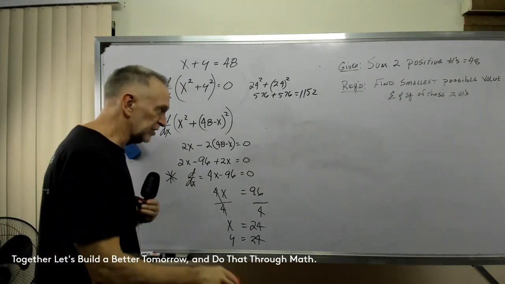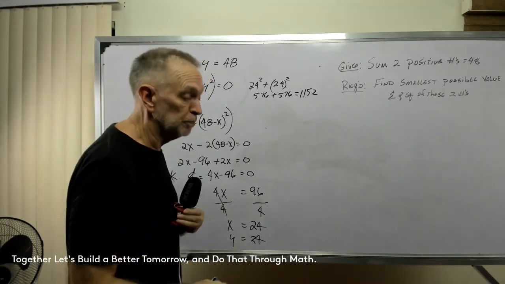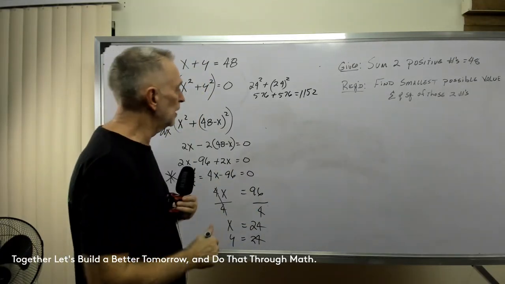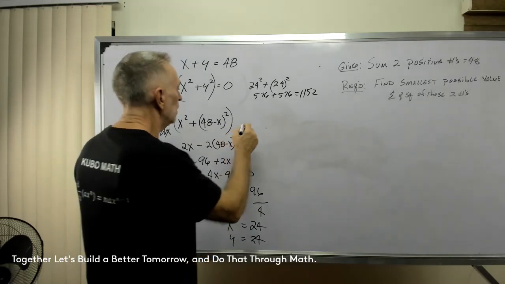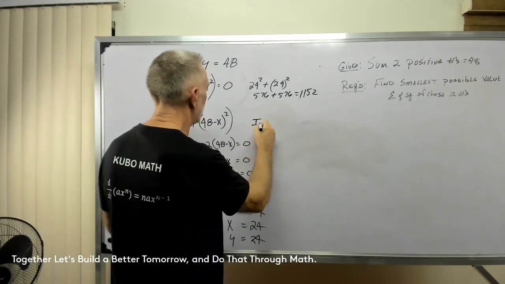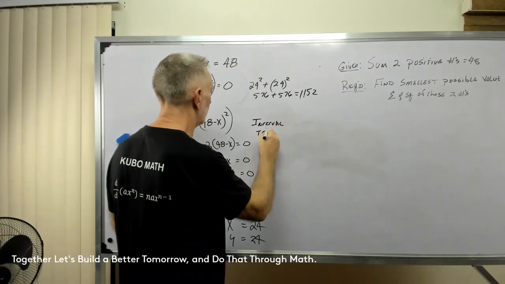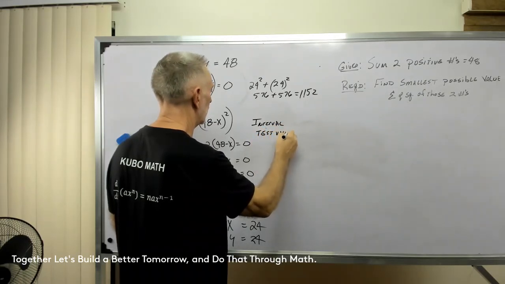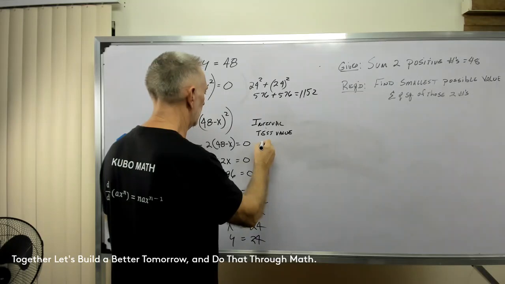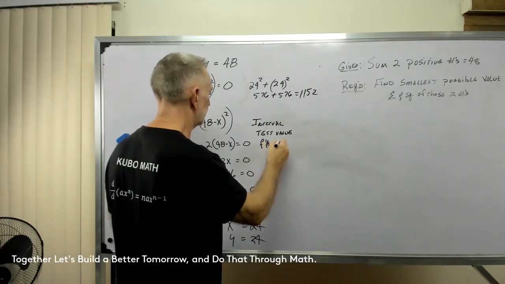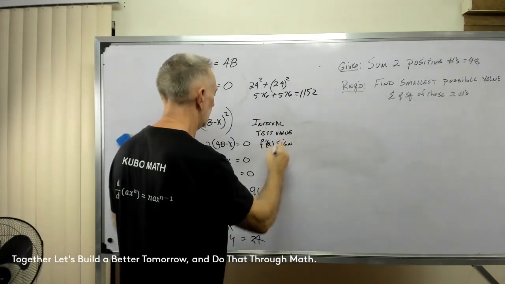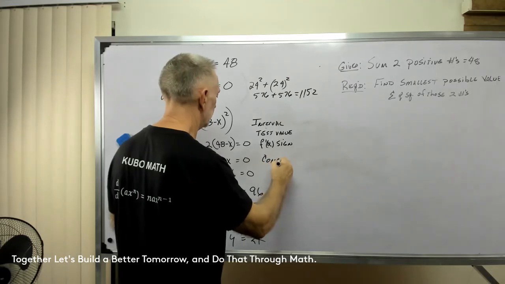Okay, because the question is, find the smallest. We want to find the minimum. Well, if we said, okay, let's take an interval, a test value, f prime of x sign, and our conclusion.